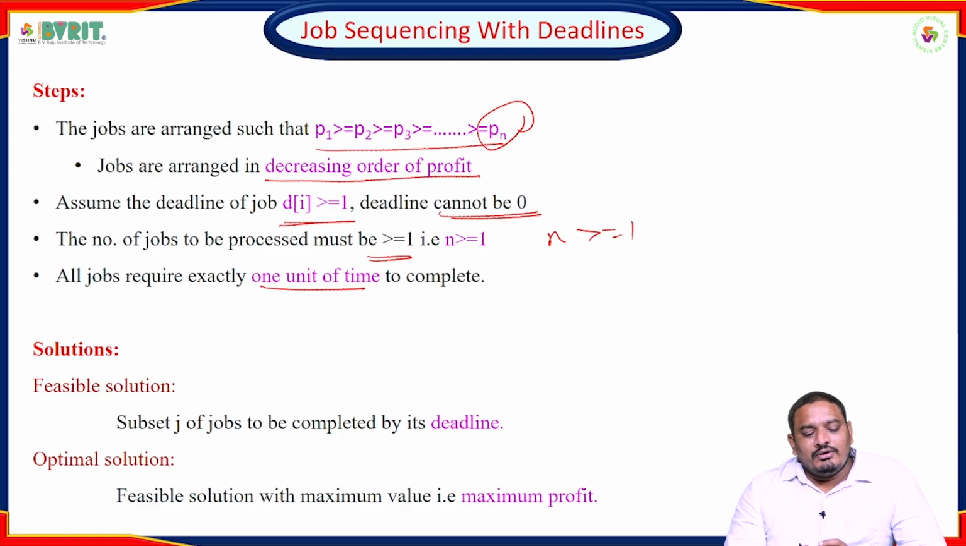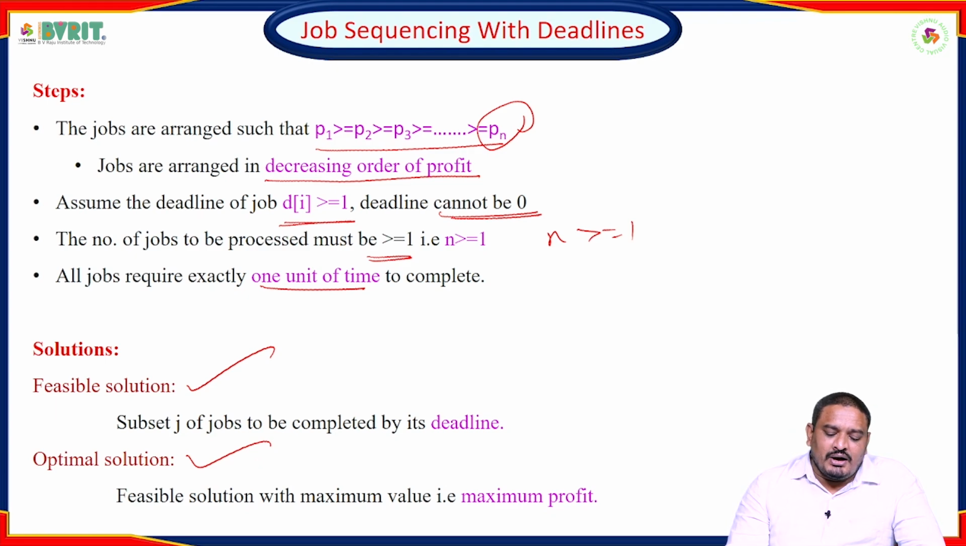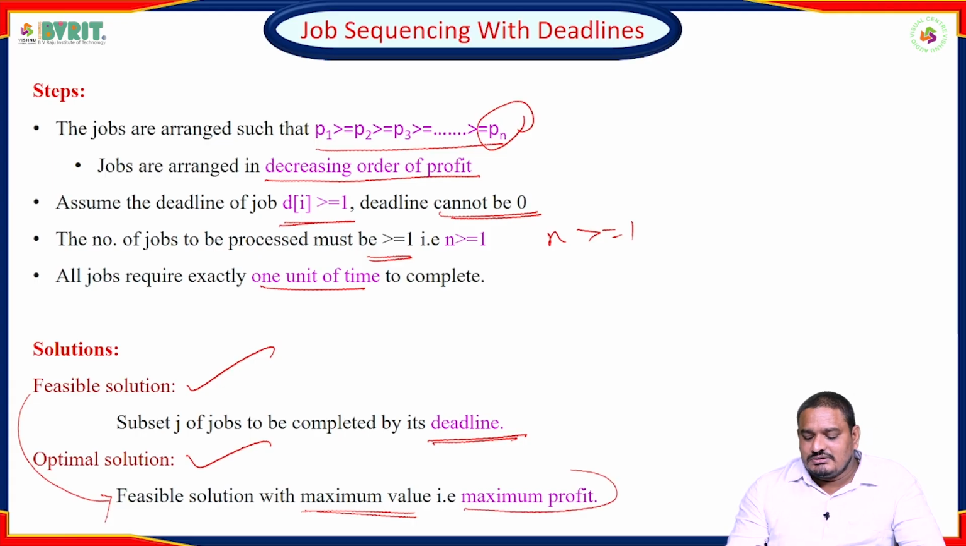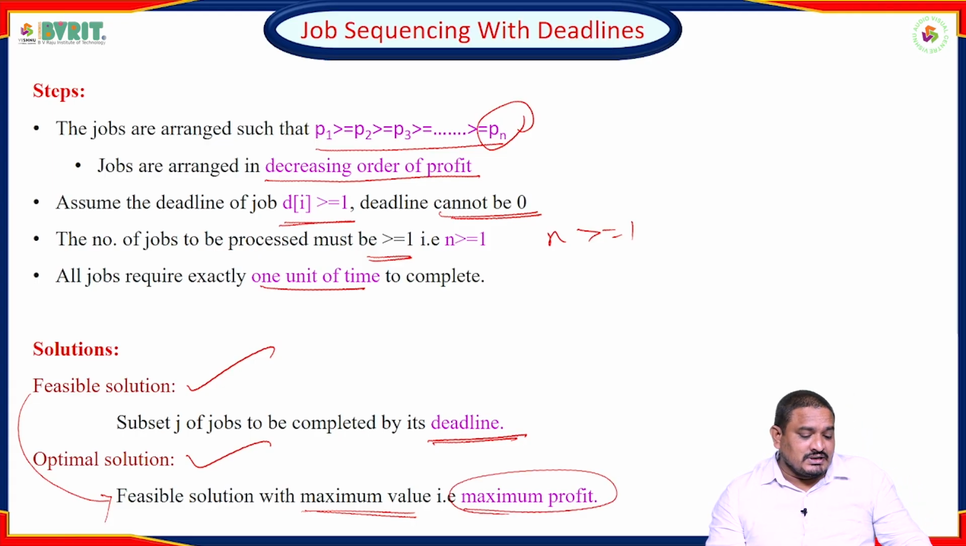After this, we have to find some solutions. One is the feasible solution, and one is the optimal solution. What is the feasible solution? A subset J of jobs that is completed within the deadlines is called a feasible solution. An optimal solution means the feasible solution with maximum value, that is, maximum profit.